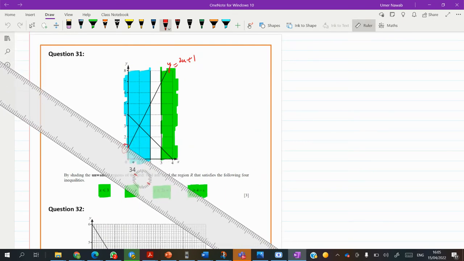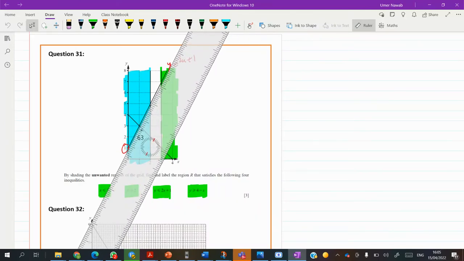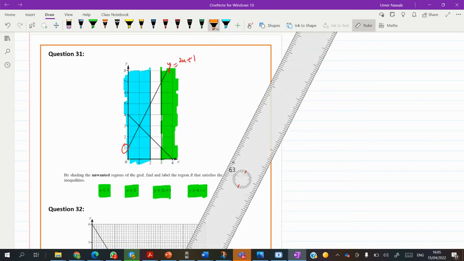So as you can see, this is y equals x plus 1, and he said less than or equal to. The downward portion is wanted and the upward portion is unwanted. So I'm gonna just shade now the unwanted portion. Okay, so this is shaded.